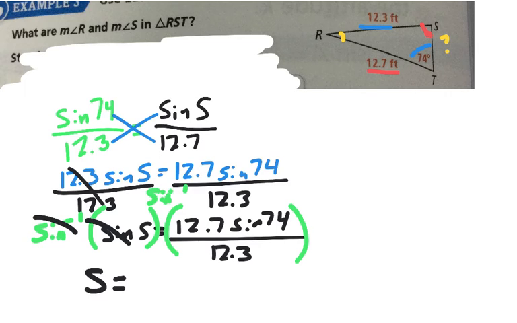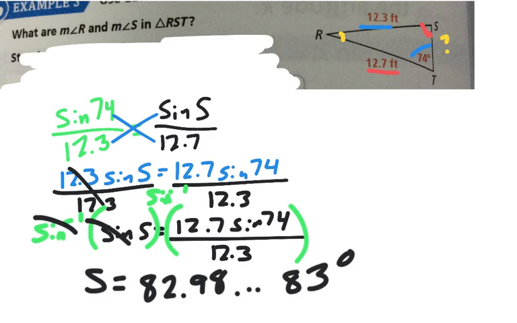Again, make sure your calculator is in degrees. When I do this, I find that the S value must be 82.98, which we can round up to 83 degrees. So my missing angle S here is 83.